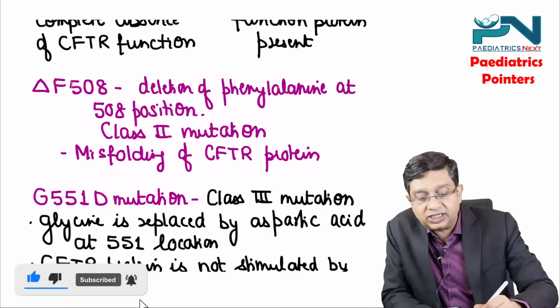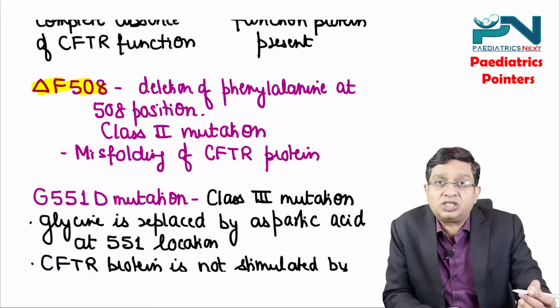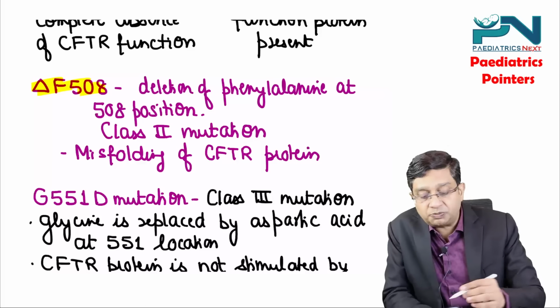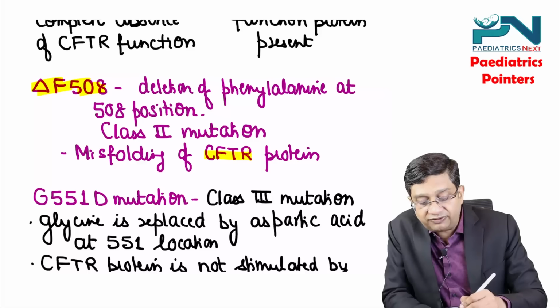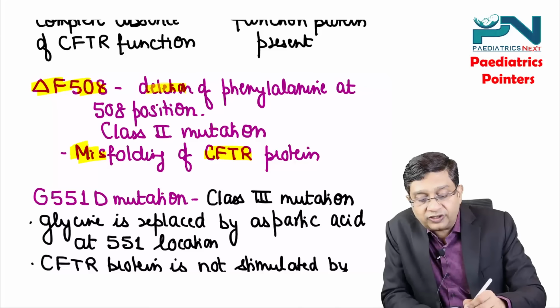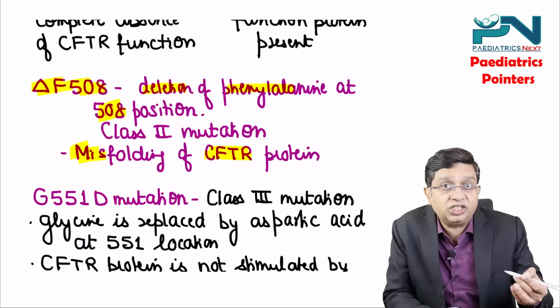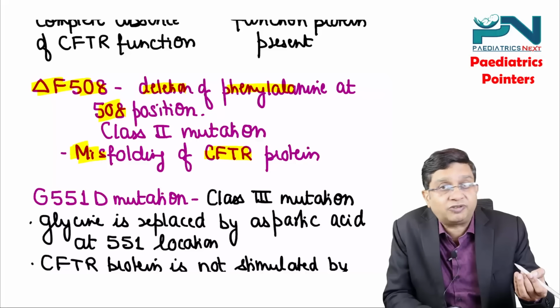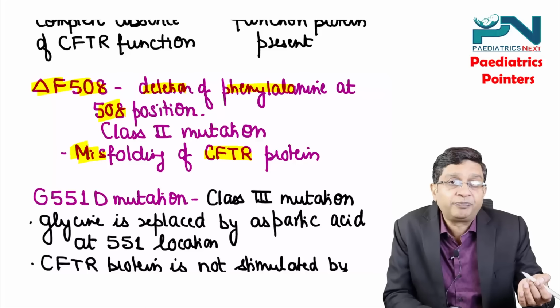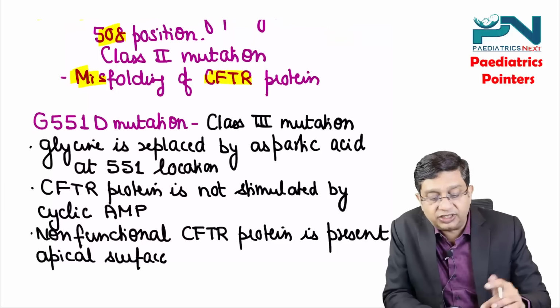One is delta F508, which is the most common mutation seen in cystic fibrosis. There is misfolding of the CFTR protein, and in this there is deletion of phenylalanine at 508 position. You need to remember three things here. This mutation is a deletion of which amino acid? Phenylalanine, and at which position? 508. What is present here? Misfolding of CFTR protein.